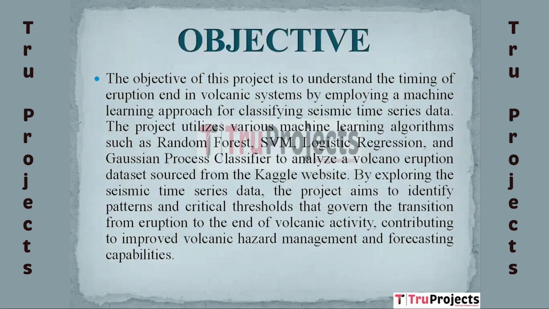Objective of the project. This project uses machine learning to classify seismic time series data with the aim of understanding the timing of eruption end in volcanic systems. The project analyzes a dataset of volcanic eruptions obtained from the Kaggle website using a variety of machine learning algorithms including random forest, support vector machines, logistic regression, and Gaussian process classifier. The project aims to identify patterns and critical thresholds that govern the change from eruption to the end of volcanic activity by examining the seismic time series data, which will improve the management and forecasting of volcanic hazard.